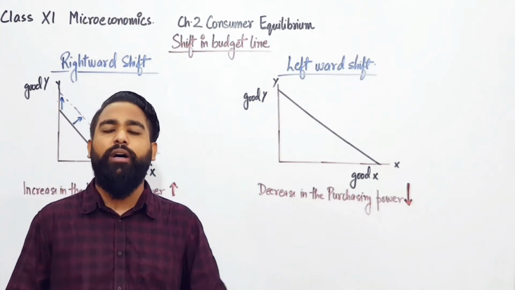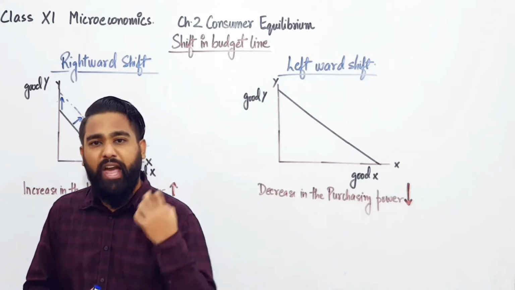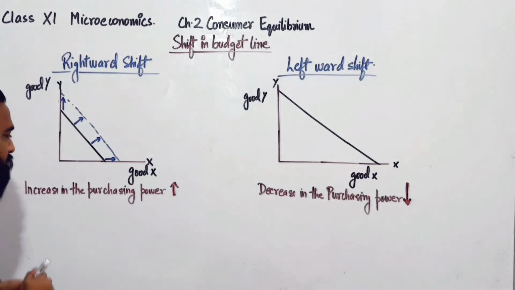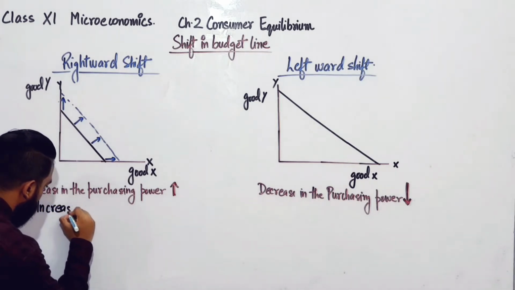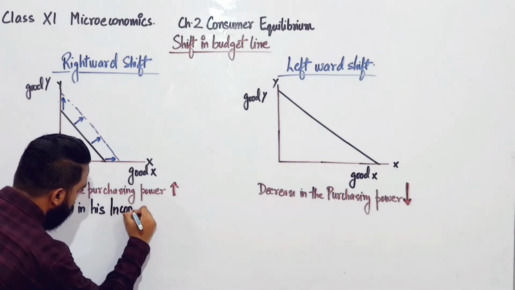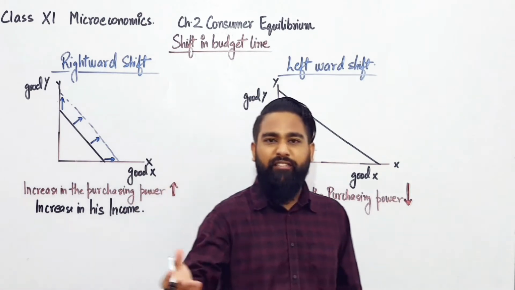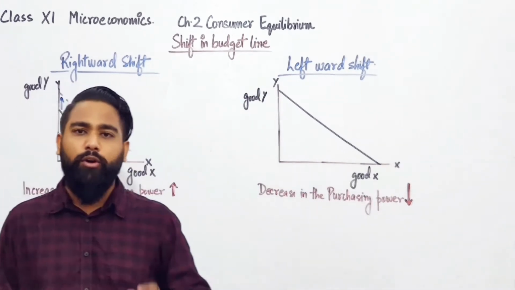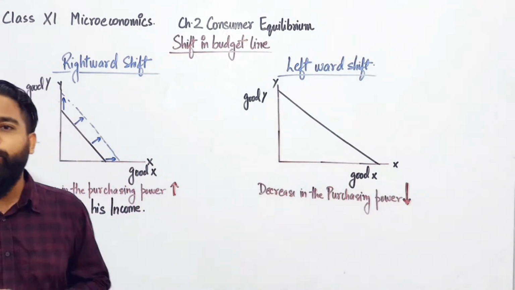How can a consumer suddenly be able to buy more? How can his purchasing power increase suddenly? Now, there are two reasons for that. The first reason is, what if there is an increase in his income? Suppose his mother gave him 20 rupees and on the way he found 5 rupees lying on the road. He took that 5 rupees and added it to his 20 rupees note.